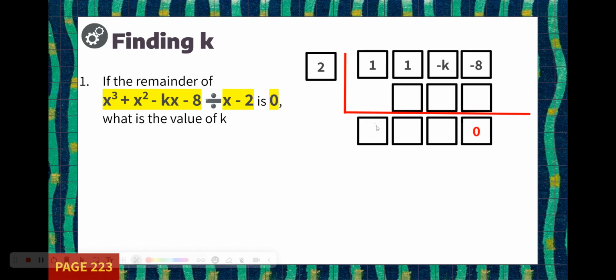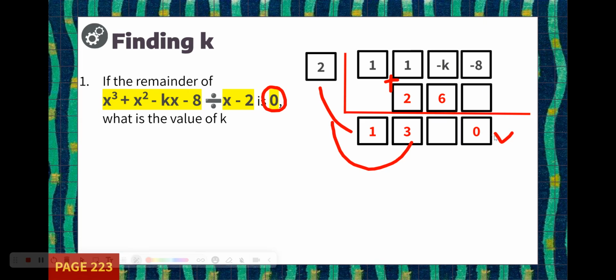Bring down 1. Again, 0 is what the remainder is. Okay, you have 0 there. Now, bring down 1. Then 1 times 2 is 2. You're going to add these two together. 1 plus 2 is 3. And then you're going to multiply, which becomes 6. Now we're going to stop because we don't know what k is. So I'll go here on this side.